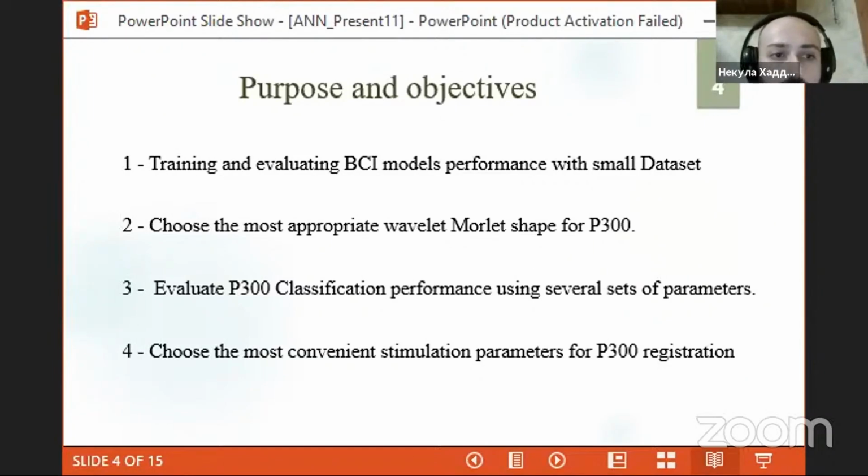One of the most important steps in designing BCIs is classification, where machine learning methods like artificial neural networks are widely used. It's well known that artificial neural networks work well with big and high quality datasets. However, when dealing with BCIs based on P300, one of the main problems during the EEG classification step is the lack of high quality data, which leads us to use a small dataset in most cases. Accordingly, our first objective was training and evaluating BCI model performance with a small dataset. The other objectives are represented in this slide.